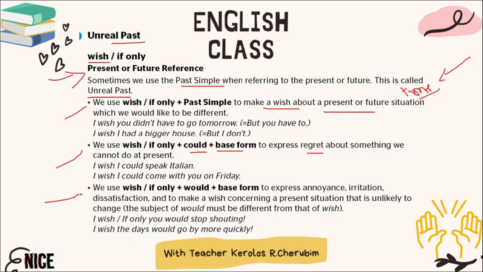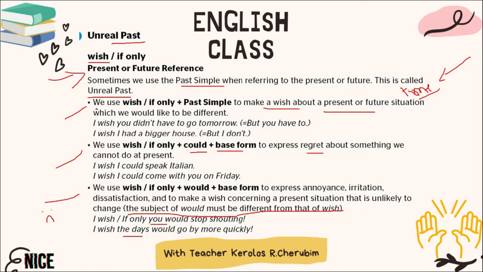Let's go to the third one, which is a little bit difficult. We use wish or if only plus would plus the base form to talk about annoyance, irritation, dissatisfaction, something that you are not happy about, and to make a wish concerning a present situation that is unlikely to change, something that is impossible to change. Pay attention here that the subject of would must be different from the subject of wish. I wish, if only, you would stop shouting. I wish the days would go by more quickly.